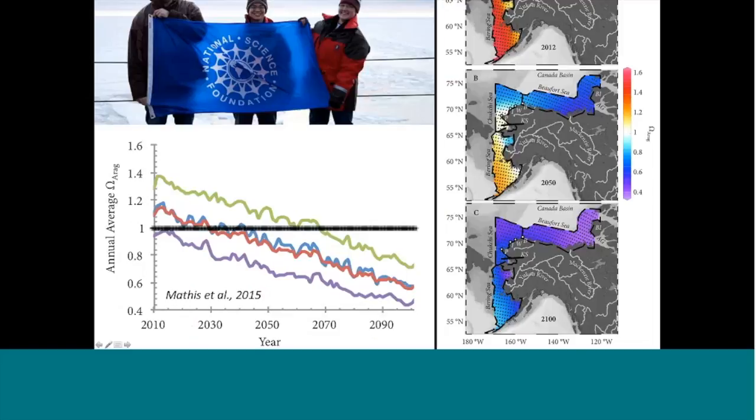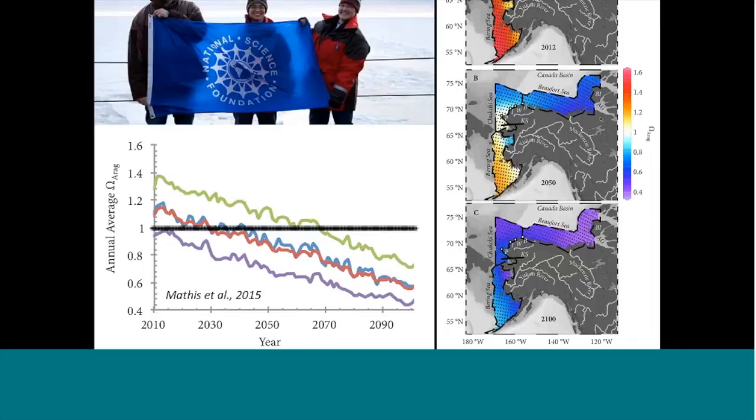So in this panel on the right-hand side, I'm showing the progression of surface water saturation states from 2012 to about 2100, and you can see, especially in the Pacific Arctic, by 2050, we have pretty widespread undersaturations. Again, that's these cool colors. But again, we have to be able to move beyond that as geochemists. We like this value of one, this undersaturation idea, because it's really easy for us. All I have to do is draw a line on this scatter plot.